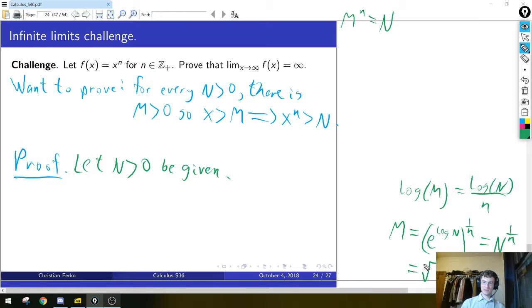So in fact, we could have done this without the logs if we just started from this equation and took the nth root of both sides, then we would have found m is the nth root of n, right? I guess it kind of seems cheaty, but it also works.